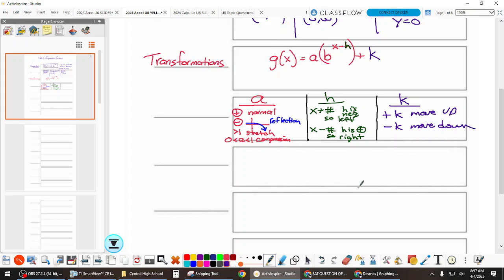With k, just at the end, we need to add a pretty important note. If you add the k, it goes up, minus k, it moves down. We've written this lots of times this year, but this one has an additional piece: the horizontal asymptote is y equals k. So it controls where that tail goes.